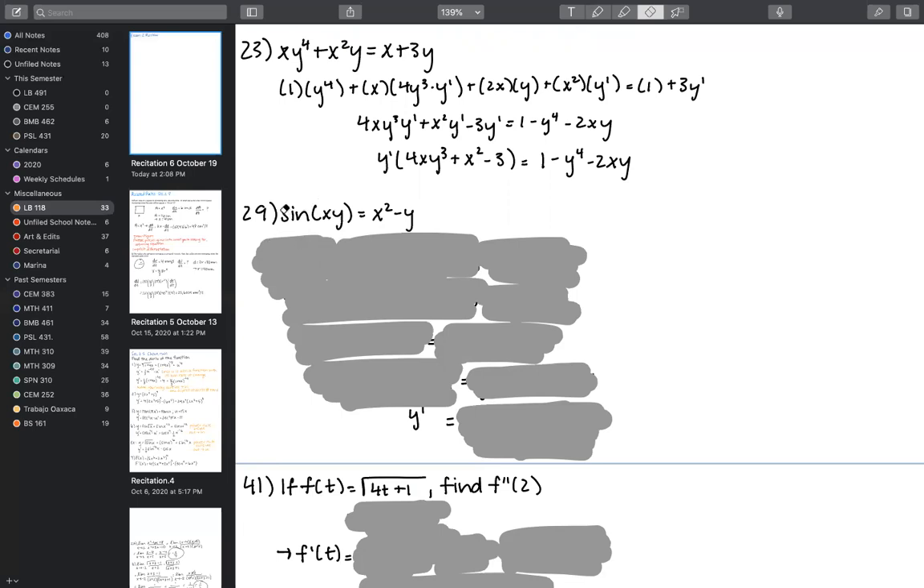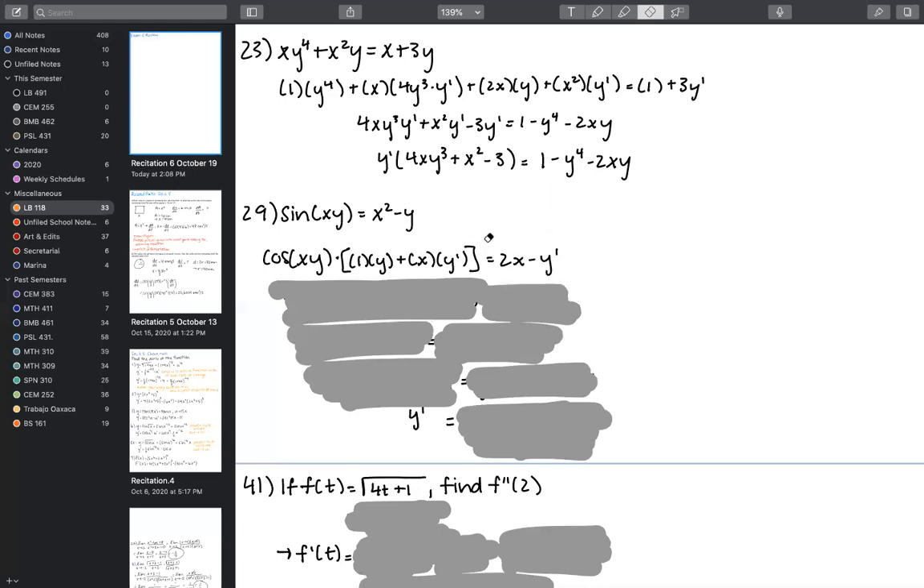So addressing the outermost aspect, we take the derivative of sine, which is cosine, and we keep what's inside the parentheses the same. So the first term is cosine of xy. Now that we've done the first link in the chain, we do the innermost, which is the product rule: derivative of the first times the second, plus the first times the derivative of the second. And then that will be equal to the derivative of 2x, which is 2, and the derivative of negative y, which is negative y prime.